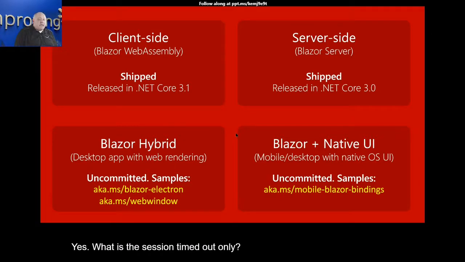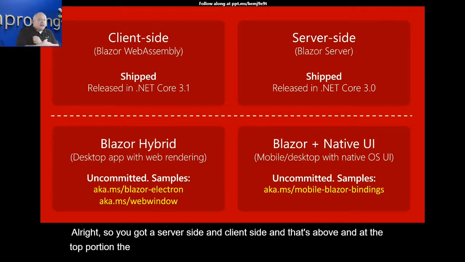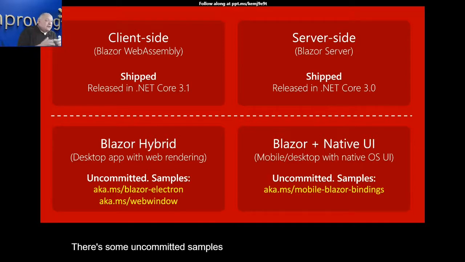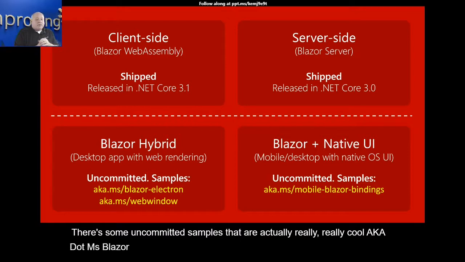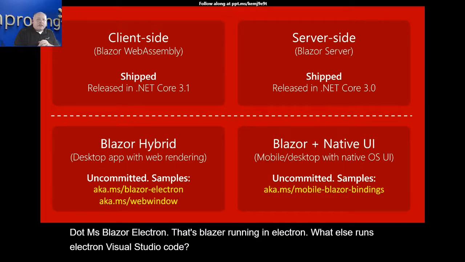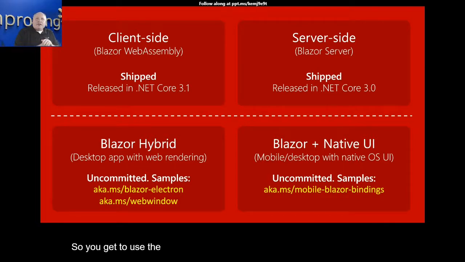All right, so you've got a server side and a client side, and that's at the top portion. The bottom portion is with the Blazor hybrid. There are some uncommitted samples that are really cool: aka.ms/blazorelectron. That's Blazor running in Electron. What else runs in Electron? Visual Studio Code. So you get to use the same base shell that Visual Studio Code uses, but you get to use your Blazor stuff to make that happen.